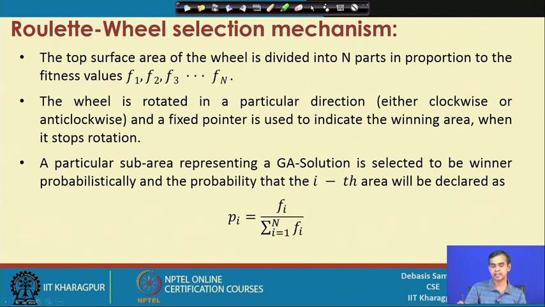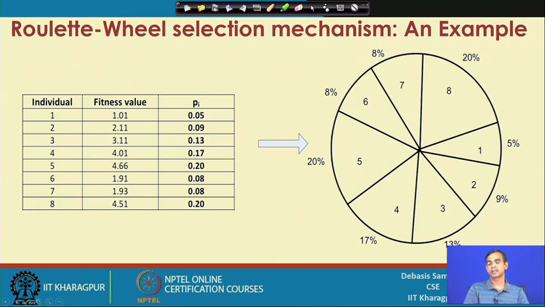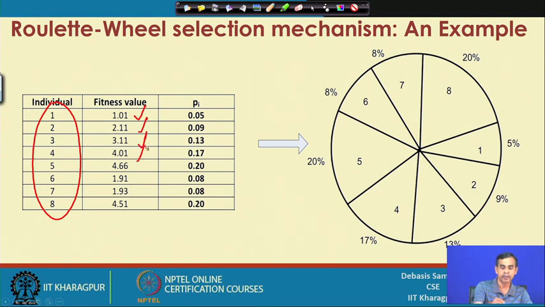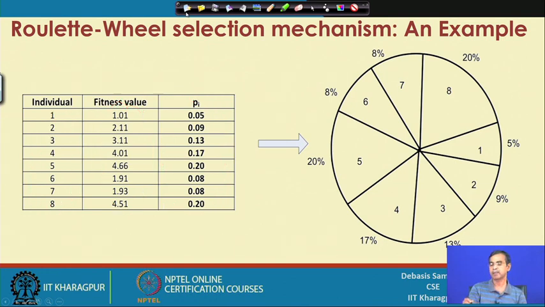Having this understanding, let us see how it will work. I can give an example so that you can understand it. Suppose at any instant there are 8 individuals, and each individual has a fitness score, which is mentioned here. These fitness scores for the 8 individuals are calculated by some means. Based on these fitness scores, using the probabilistic calculation, we can calculate the probability of selection for each individual.